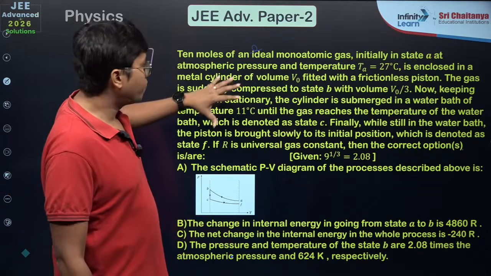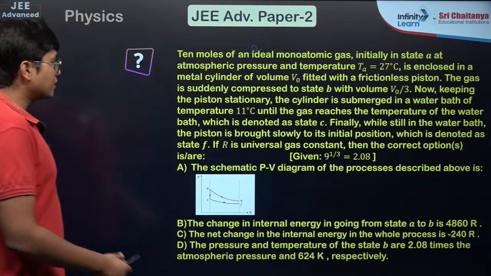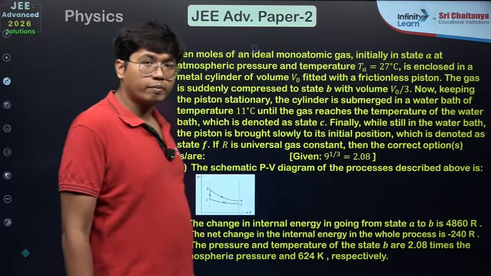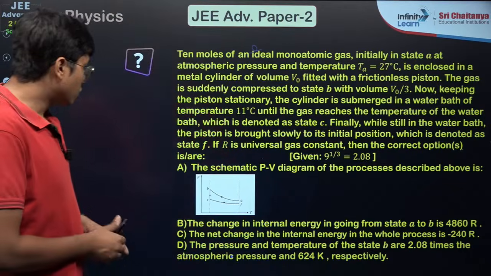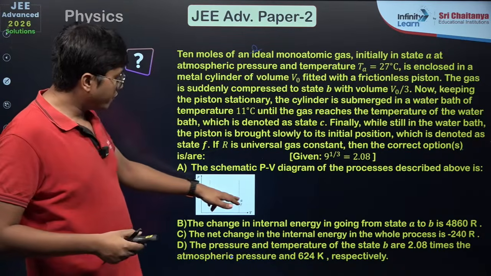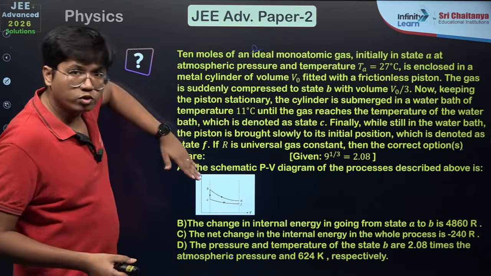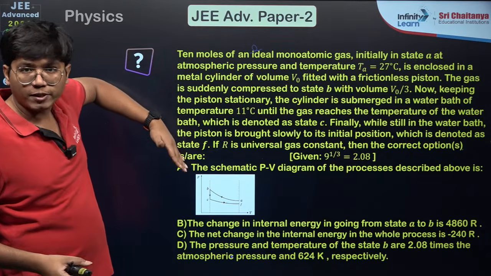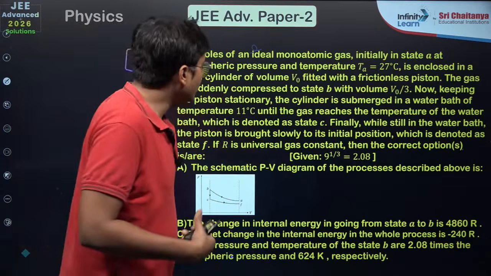So let's look at it. First, what was happening? It was fitted with a frictionless piston. Gas is suddenly compressed to a volume V0 by 3. Suddenly compressed basically means an adiabatic process. So you see there's that curve, and you already see there's a difference between the curve AB and the curve CF. So curve AB has more slope. Okay, it's turning sharper. It's becoming steeper. That means it's an adiabatic, so fine, works for us.